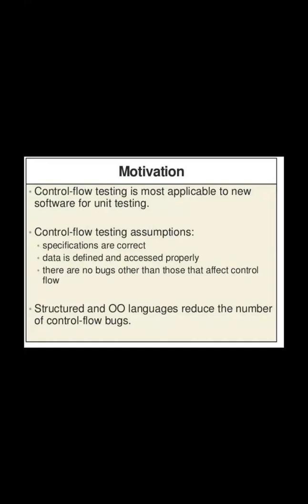Specifications are correct. Data is defined and accessed properly. There are no bugs other than those that affect control flow. So we assume that there are no other bugs or errors in our project. We are only trying to identify the bugs in the control flow. If you are using structured methods or object-oriented methods, the number of control flow bugs can be reduced.